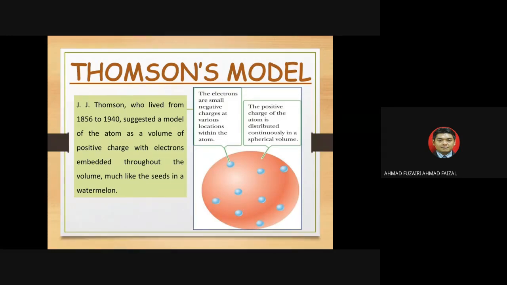So there are 2 particles, which include the electron and also the proton, or positive charge. As you can see, the blue ones are the electrons, which are small negative charges located at various locations within the atom, and surrounding these electrons is the positive charge, or the protons of the atom, which is distributed continuously in the spherical volume.